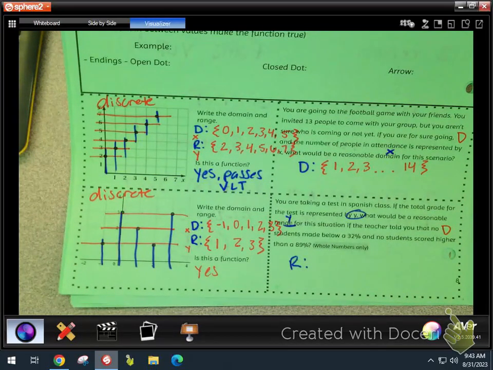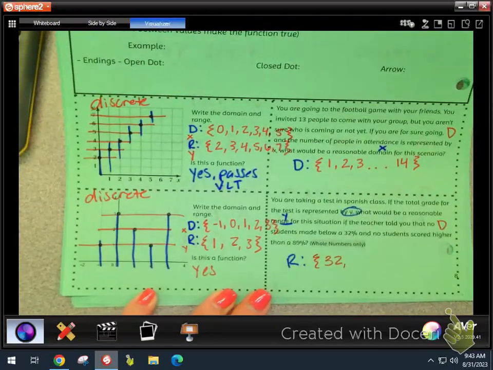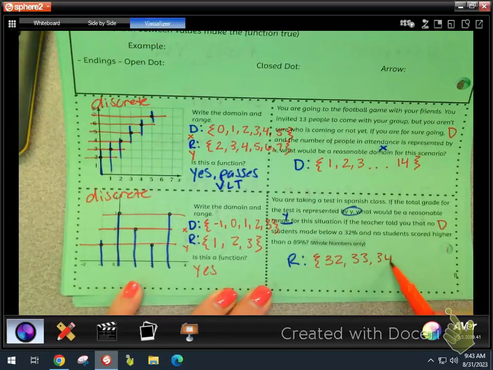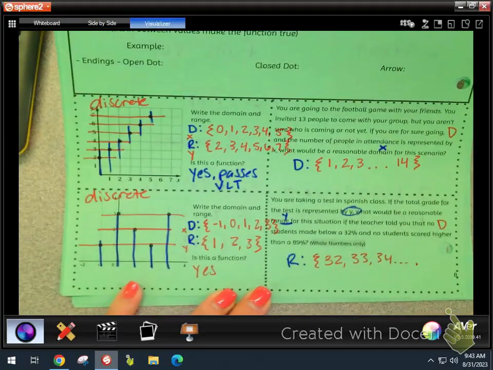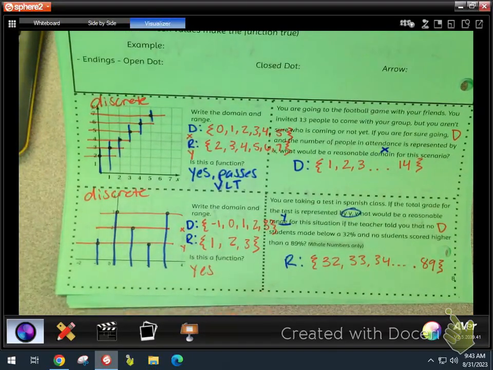So, what's our boundary? What's the lowest grade that teacher gave? 32. So that's what I start with. 32. What's the next highest grade that someone could get? 33. 34. ... What's the highest grade? 89. Yeah, I definitely don't want you to write those out all the way.